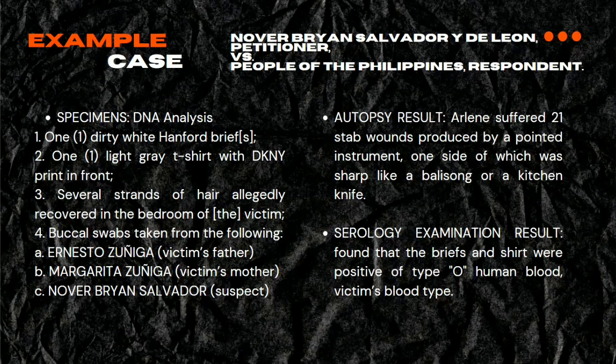So here are the pieces of evidence they used and presented in court. The specimens for DNA analysis were those found by the police investigators: one dirty white Hanford brief, one light gray t-shirt with DKNY print in front, several strands of hair allegedly recovered in the bedroom of the victim, and buccal swabs taken from the following: Ernesto Zuniga, the victim's father; Margarita Zuniga, the victim's mother; and Nover Bryan Salvador, the suspect.